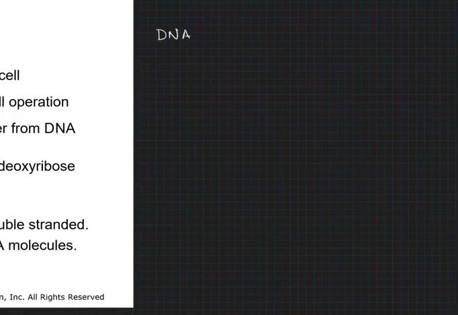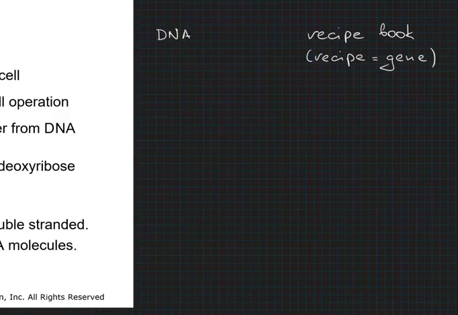DNA is a recipe book. Okay, it contains thousands and thousands. Human DNA, it's probably 20 to 25,000 recipes. Okay? Each recipe equals a gene.